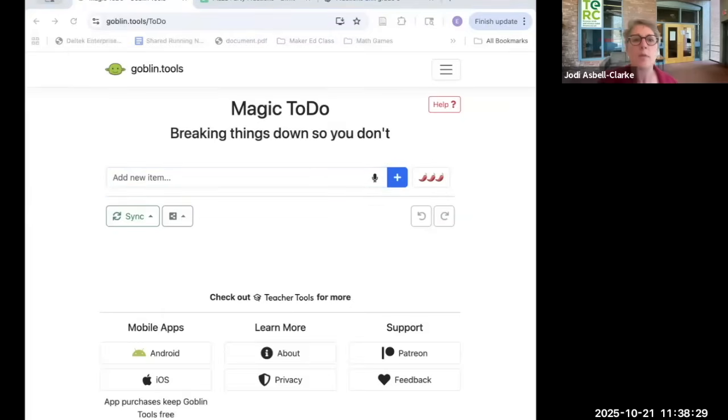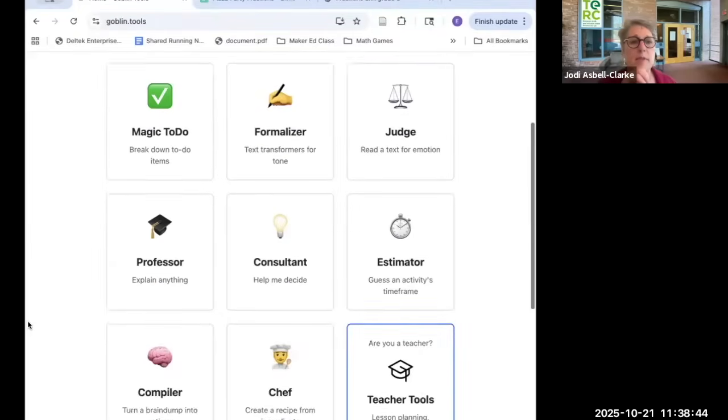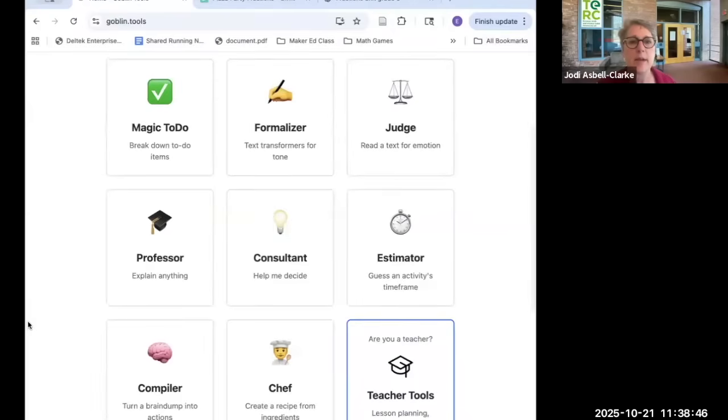So right now we're in the to-do list. Can you click back up to Goblin Tools? Right. So there are several different tools. This to-do list does what we call problem decomposition. It takes a task and breaks it down into subtasks. It does it quite well. We can show it.